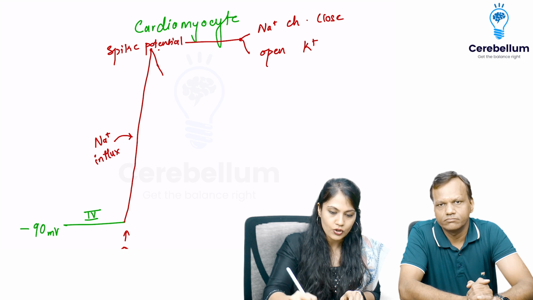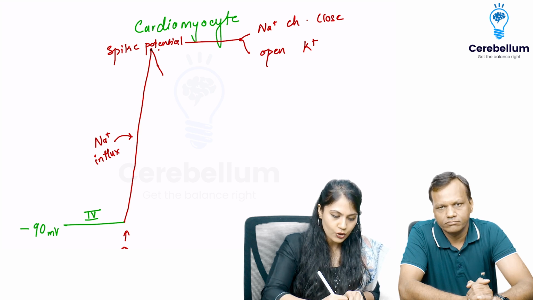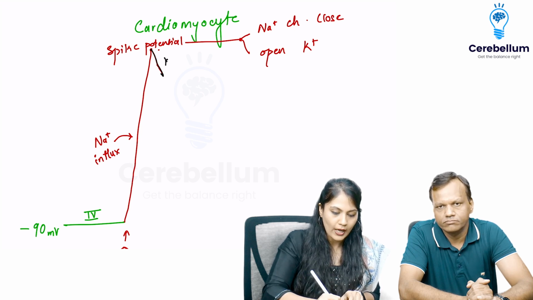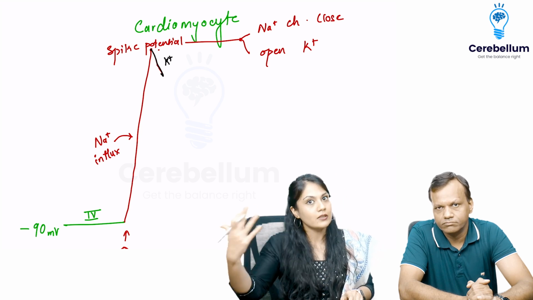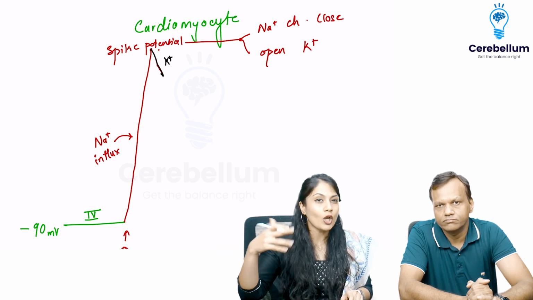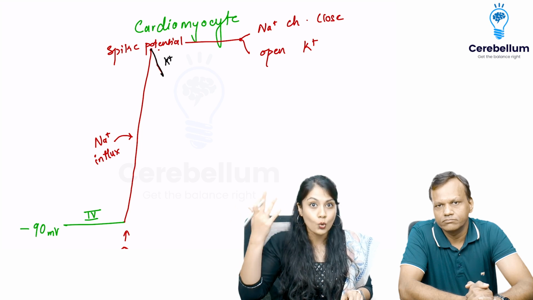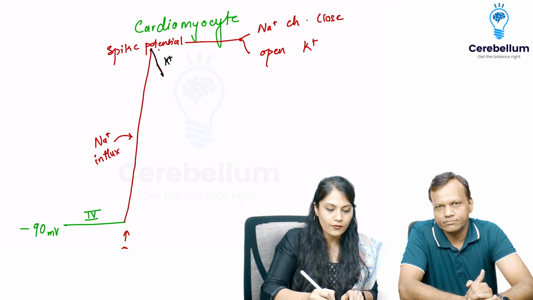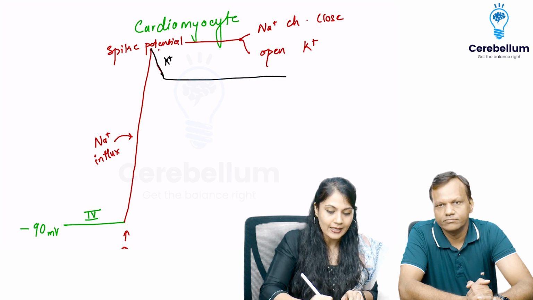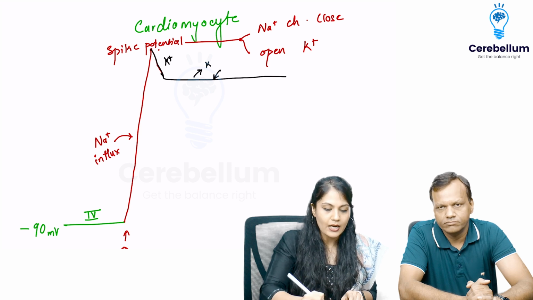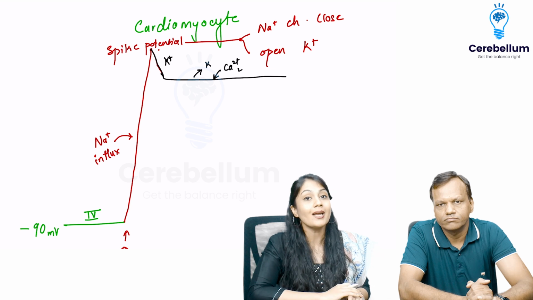So I'll just change the color over here. So potassium channels, they are going to open up. But what happens? Again, it's a heart. There must be something different than the nerve tissue. Otherwise, Bollywood and Hollywood wouldn't have given so much importance, right? So what is different? As soon as the potassium channels open up, there is one more thing which is going to take place: yes, the potassium is going outside, but the calcium channels are also going to open up. Again, these are going to be calcium L channels.